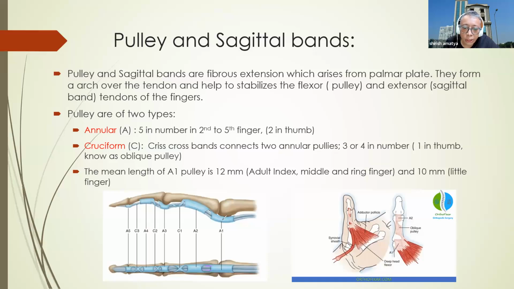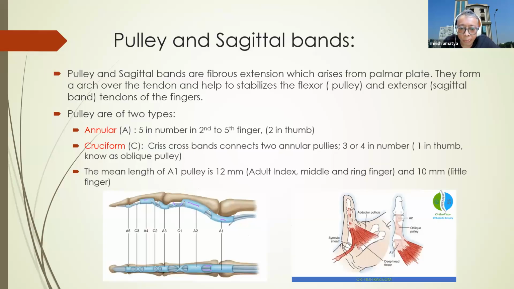And these are the annular pulleys, which help to stabilize the flexor tendon. Another pulley is also there, known as the cruciform pulleys, denoted by the capital letter C. These are the crisscross bands which arise from the annular pulley, and these crisscross bands connect the two pulleys. They also help to reinforce the flexor tendon.